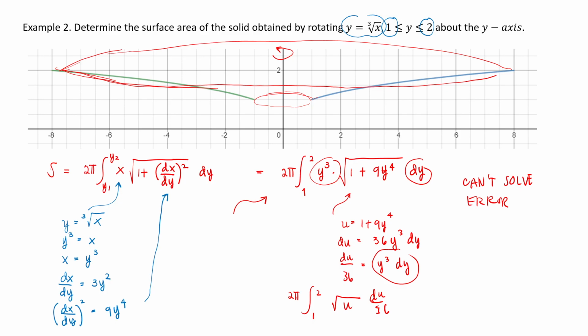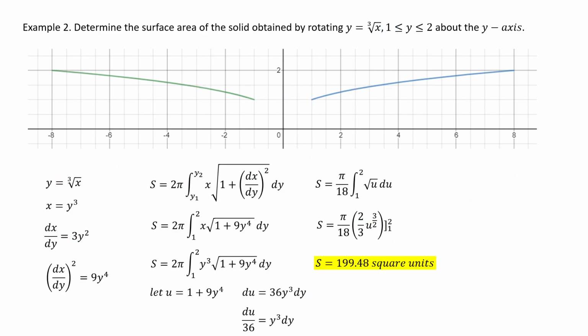All right, so the answer is this one. So take note of the process of simplifying the equations to help your calculator. So the surface area is 199.48 square units.